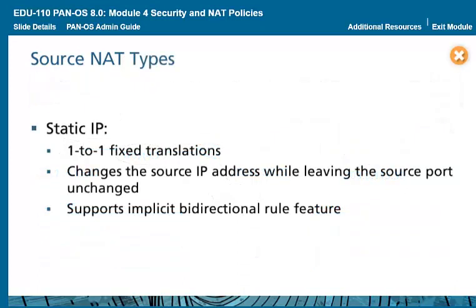Static IP. Static IP is used to change the source IP address while leaving the source port unchanged. Note, use of the bidirectional option in static source NAT rules implicitly creates a destination NAT rule for traffic to the same resources in the reverse direction.